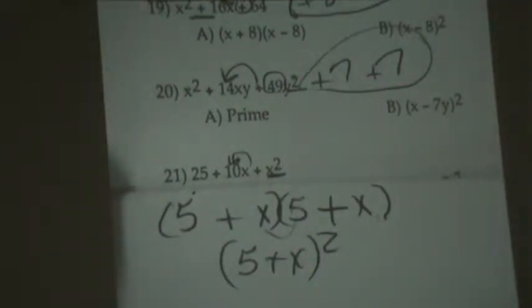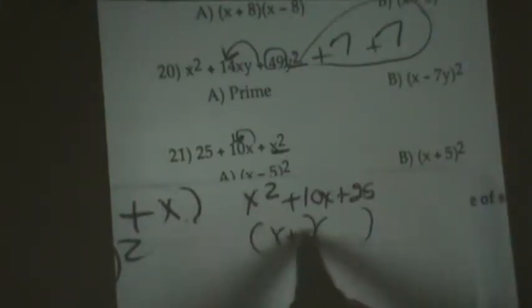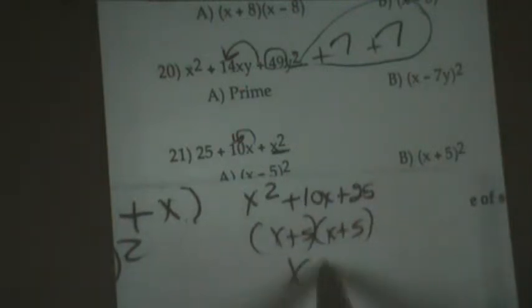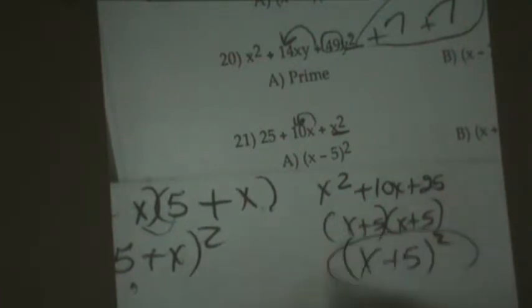And you could have turned it around and put it in descending order, where you had x squared plus 10x plus 25, and it would have come out x plus 5 times x plus 5. So that one could be written either way: 5 plus x squared or x plus 5 squared. It could have been done either way. This one, it gave it in descending order.